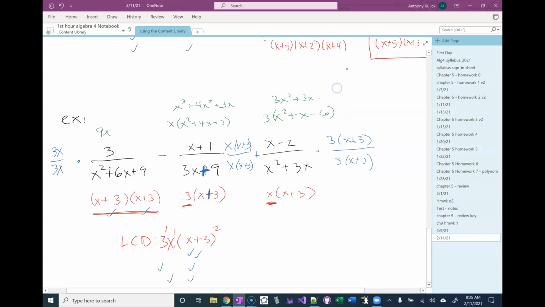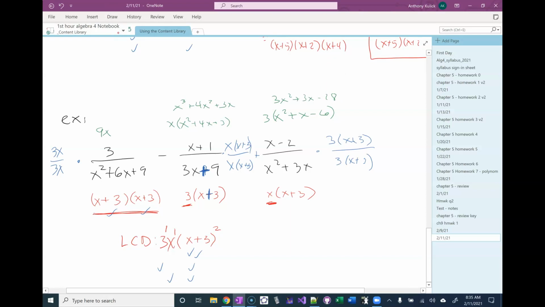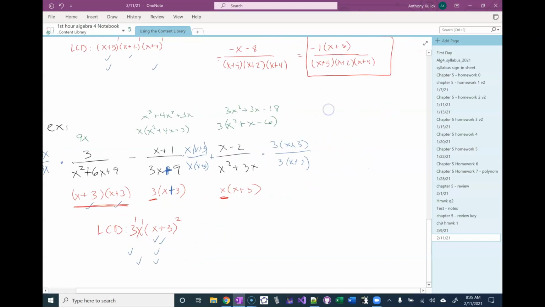Oops. 18. So far, so good. Okay. So let's see, what do we have? We have 9x. And then this negative sign is going to distribute through.